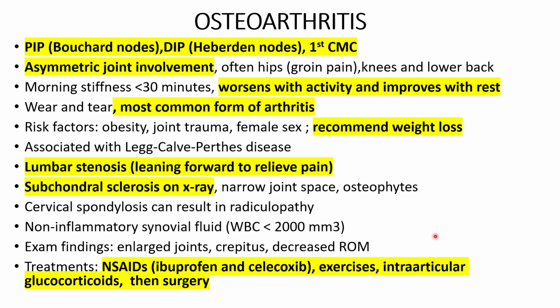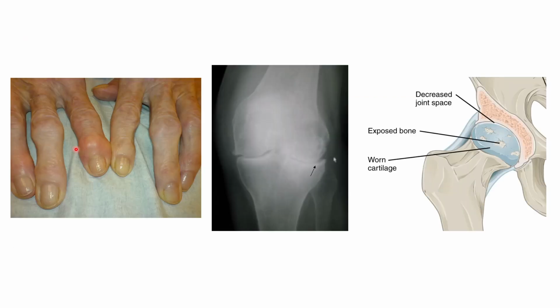All right, so here we have the DIP involved. So these are the Heberden nodes. Okay, this is one of those examples. You will not see this in RA. And here you can see the subchondral sclerosis happening, as well as joint narrowing. And we have some osteophytes over here at the edges. Okay, and this is just another graphic showing you what happens over time with osteoarthritis.